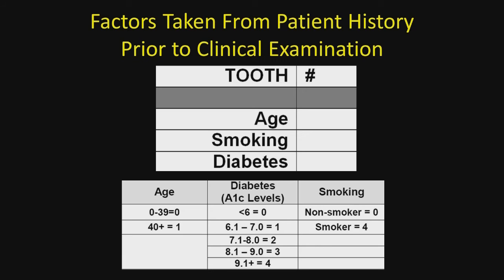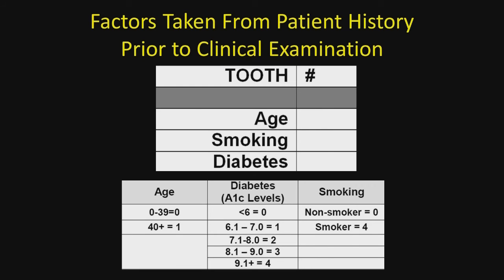If they're over 40, we score a 1. To determine the diabetes score, we use A1C levels, and you can see those scores down there. Certainly we want to keep the score below an 8, for over 8 is when we begin to see the changes that are so detrimentally seen in diabetes.